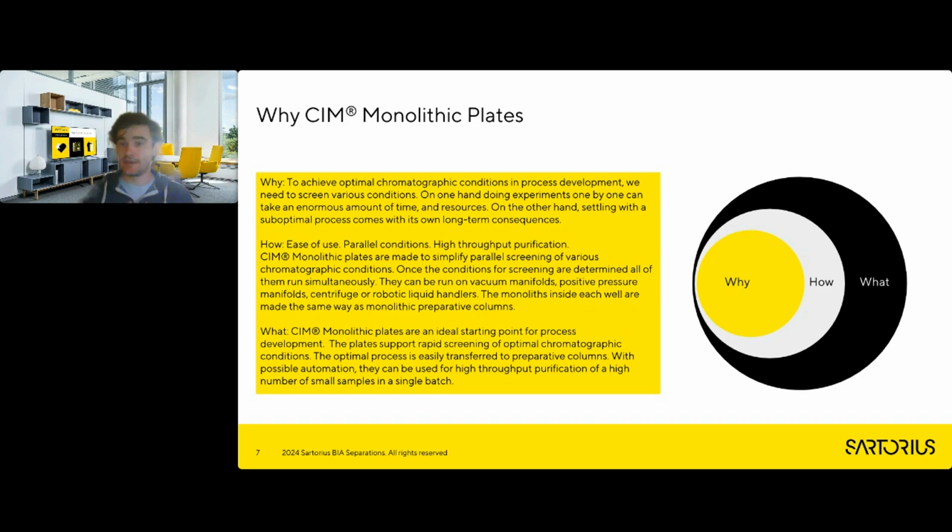This way we can make a design of experiments and test different chromatographic conditions, and once we determine the conditions on the plate, all of them can be run simultaneously. As a tool, monolithic plates are an ideal starting point for process development, where we can easily screen different chromatographic conditions, or if those are already set, we can use them for high-throughput purification of multiple small samples in a single batch.